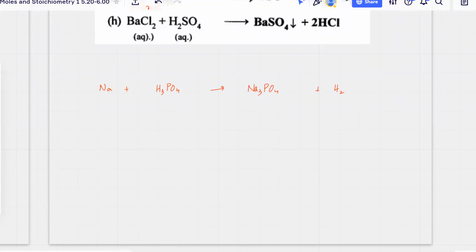So you can balance this equation. So there's going to be, let's make this 2. This would be 3, and you've got 2 PO4s and 6 sodiums. So the ratio in this case is that every 6 sodiums react with 2 phosphoric acid molecules to produce 2 molecules of sodium phosphate and 3 molecules of H2.